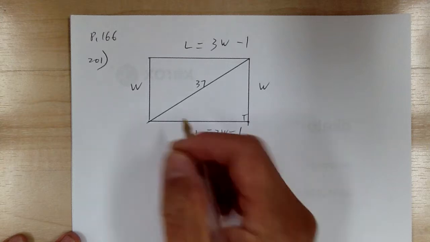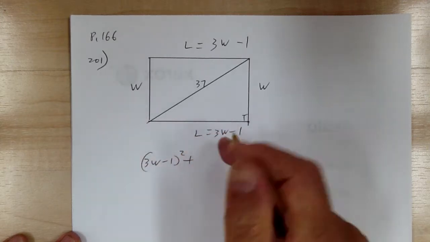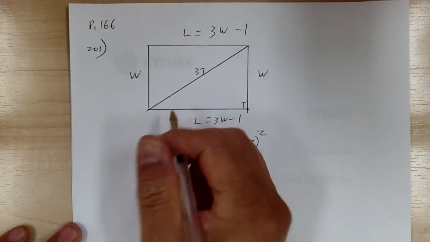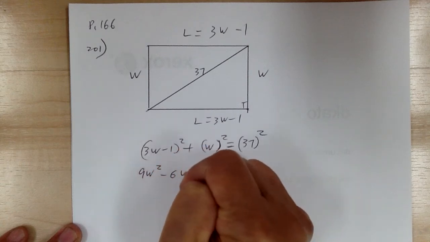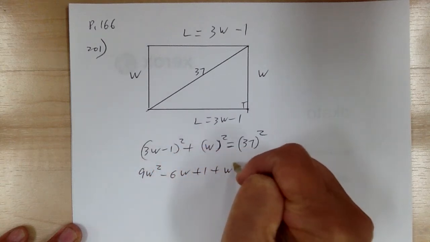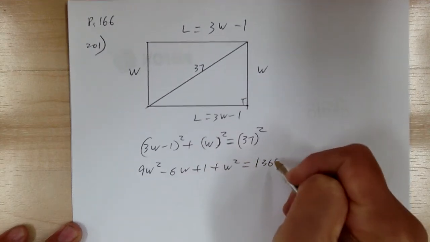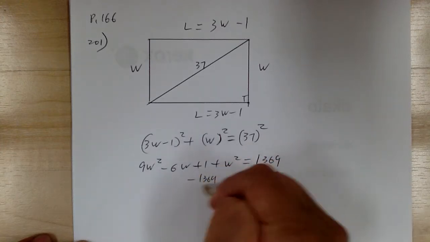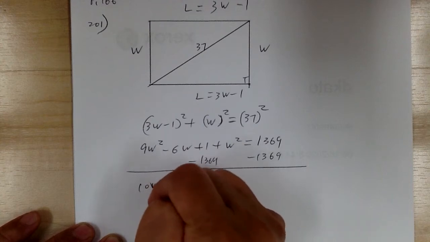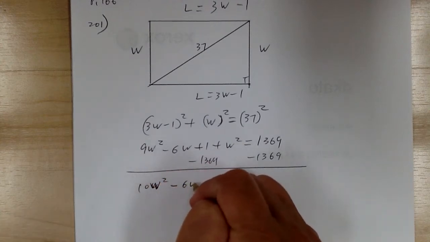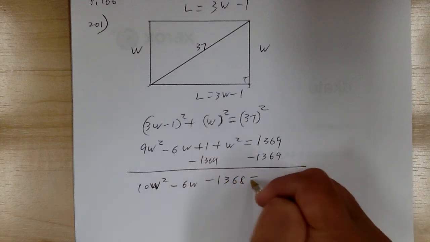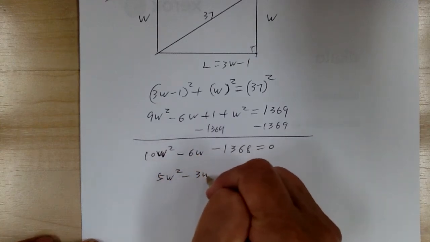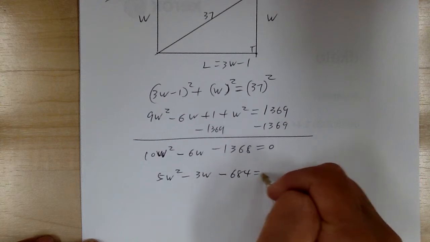So you get (3w minus 1) squared plus w squared equals 37 squared. Go and work it out. So 9w squared minus 6w plus 1 plus w squared equals 1369. Move everything to one side, so you have 10w squared minus 6w minus 1368 equals 0. Divide by 2 to lower the numbers. So you get 5w squared minus 3w minus 684 equals 0.